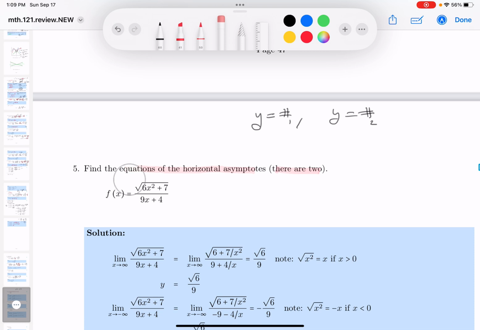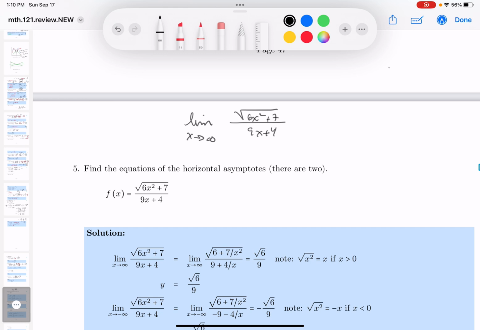So let me see if I can do that. The first thing I want to do is go towards infinity. This is what you learn in Math 119. I'll write this one down for you. So limit as x goes towards infinity of this quotient over here. It's going to be the root of 6x squared plus 7, and the bottom is 9x plus 4.